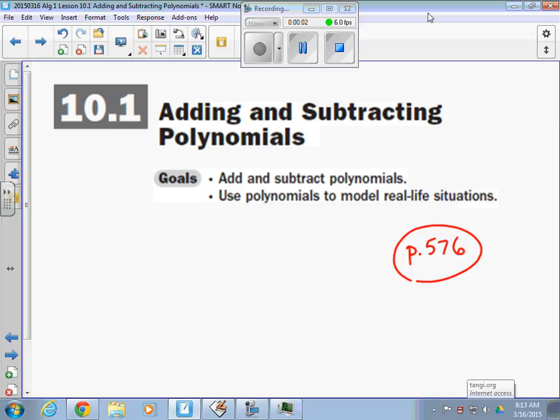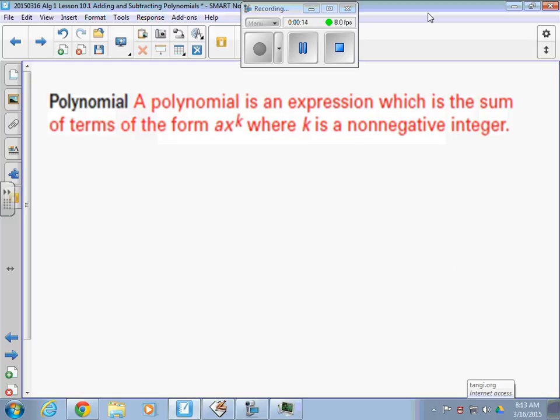This is Algebra 1, Lesson 10.1, adding and subtracting polynomials. That's our goals. We're adding and subtracting polynomials. We'll model real-life situations with it, beginning on 576 in your textbook. Handful of definitions to start.